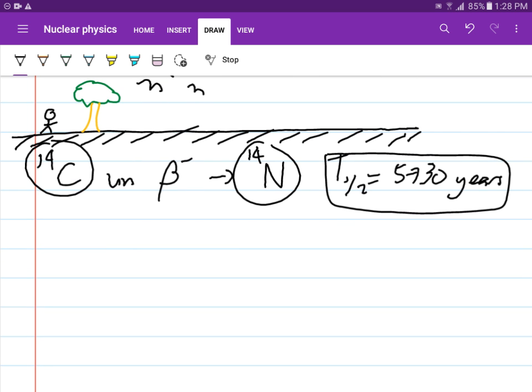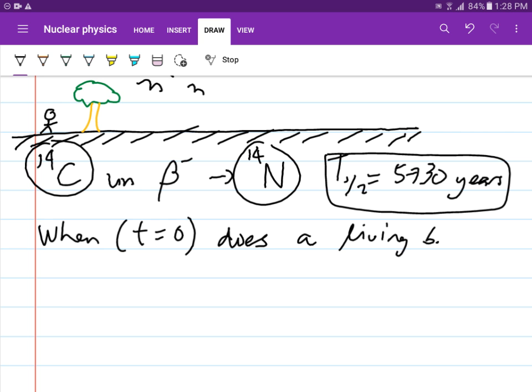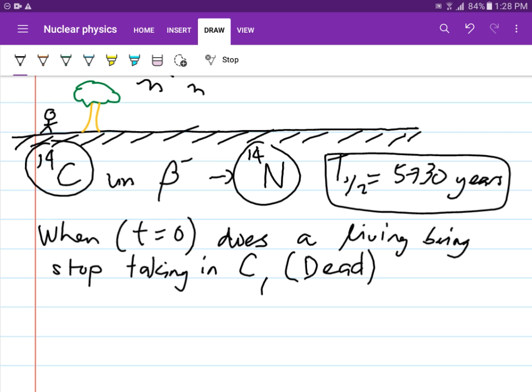So actually, carbon dating is used to determine the time at which a living being stops taking in carbon. So in other words, it is dead. So the process of carbon dating determines when a living being died.